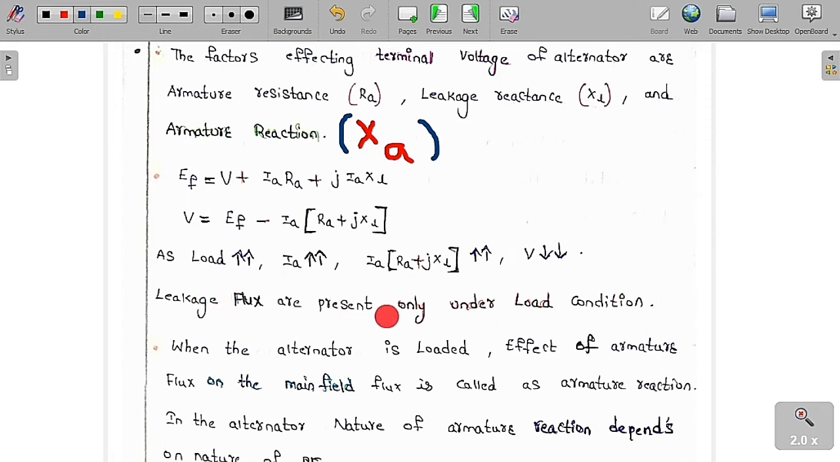Leakage fluxes are present only under the loaded condition. Because whenever you apply a load, current IA is going to flow. Then only we are going to get the leakage flux. At no load, the current IA is equal to 0, so leakage flux is also equal to 0. Therefore, the terminal voltage is equal to the induced EMF. But as the load is present, the leakage flux is going to be present. So the leakage fluxes are present only under the loaded condition.